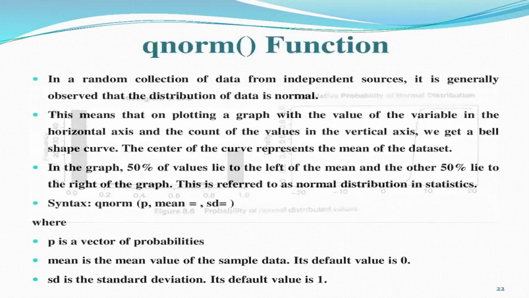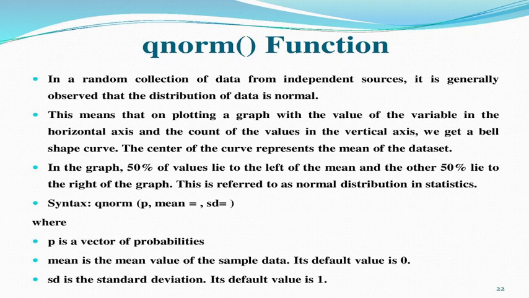In a random collection of data from independent sources, it is generally observed that the distribution of data is normal. This means that on plotting a graph with the value of the variable on the horizontal axis and the count of the values on the vertical axis, we get a bell-shaped curve.